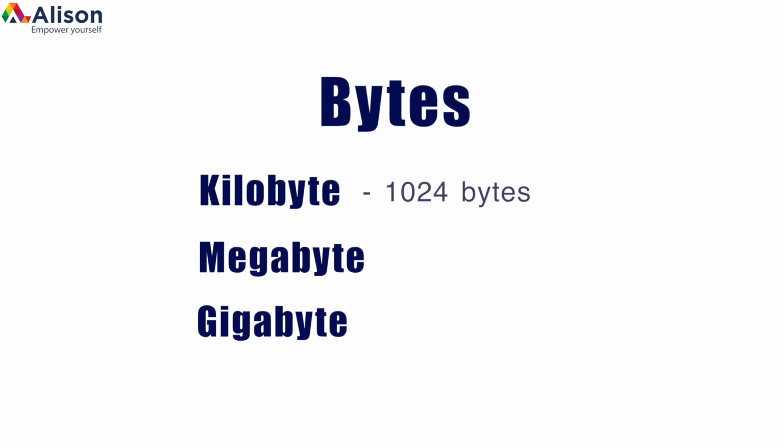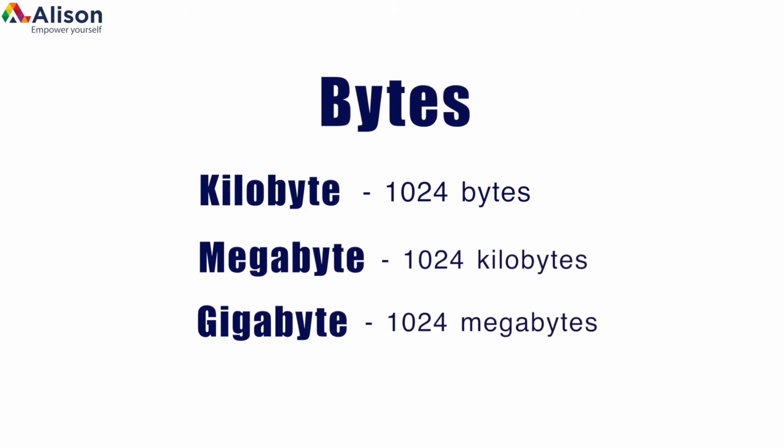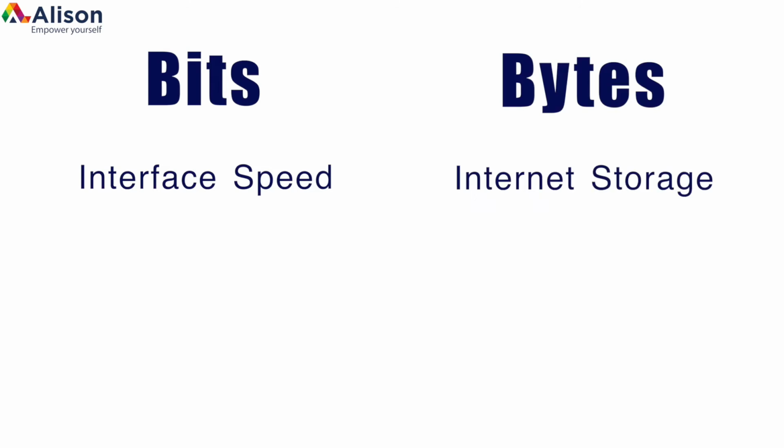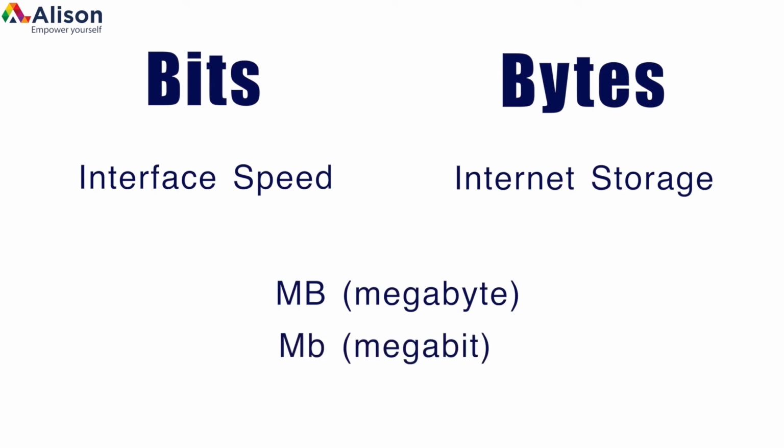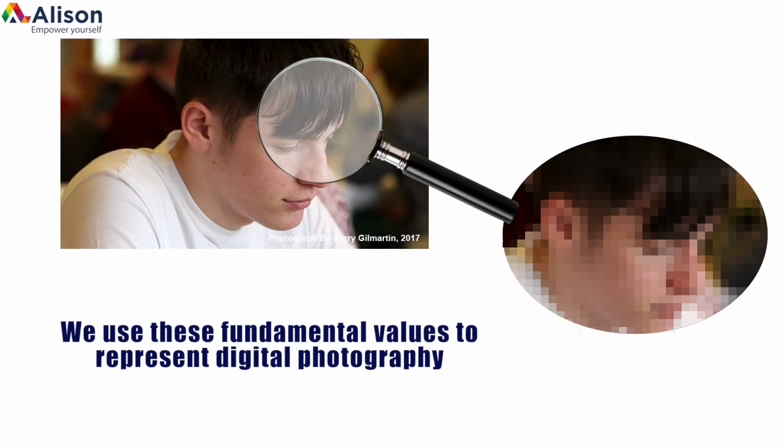Kilobyte is 1024 bytes. Megabyte is 1024 kilobytes. Gigabyte is 1024 megabytes. Bits are usually for interface speed, and bytes are for internet storage. Generally speaking, uppercase B denotes bytes, and lowercase b represents bits. We use these fundamental values to represent digital photography.